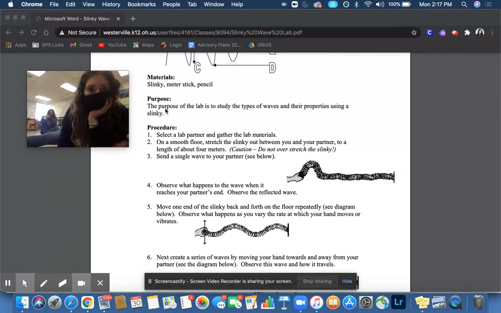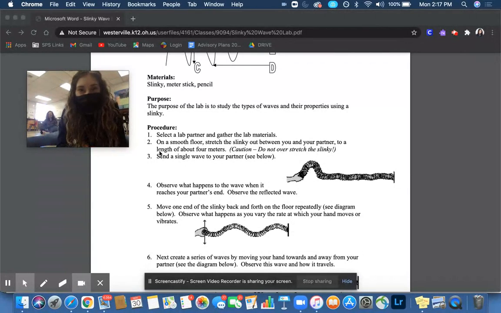So we've had a PowerPoint and we've learned about some waves and some properties of waves. Now we're going to use a Slinky to talk more about it. Your procedure. We're going to read the whole procedure because that's what we do. Select a lab partner. Will you be my lab partner? Absolutely. Thank you. And gather the lab materials.